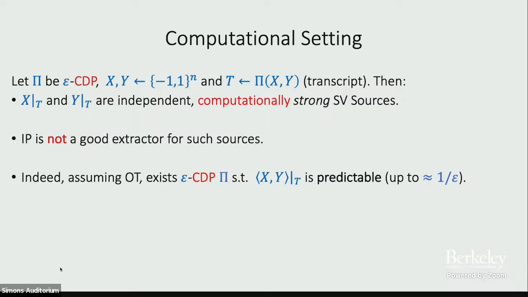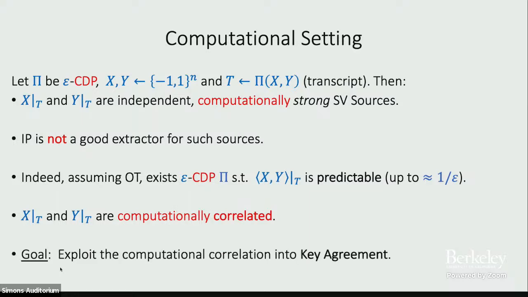So this implies that in the eyes of computationally bounded adversaries, there is a correlation between X and Y. In the eyes of computationally bounded adversaries, X and Y are not independent. There is a dependency between them. And our goal, in order to construct a key agreement protocol, is to extract this correlation. We want to extract this dependency to get a key agreement protocol.